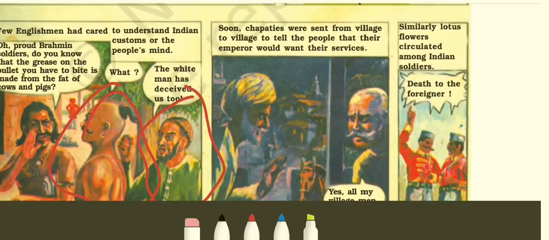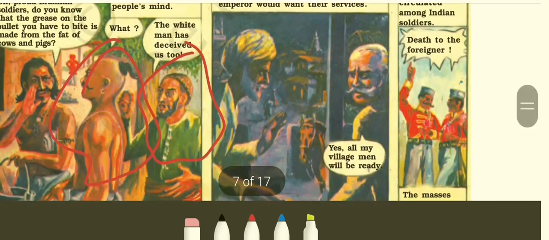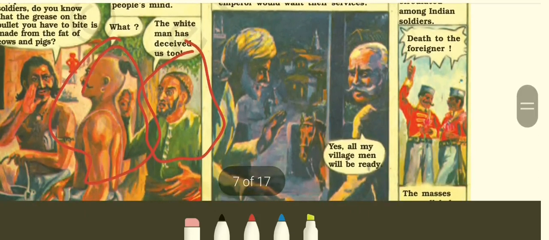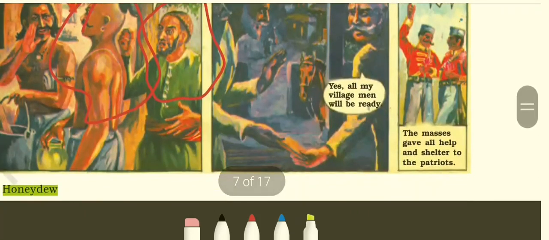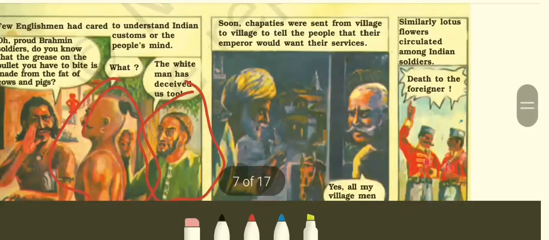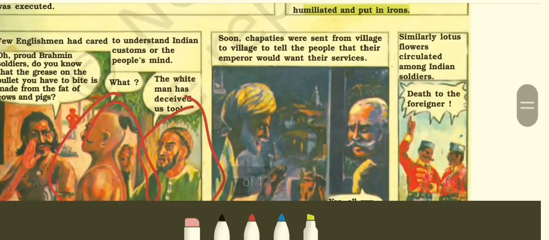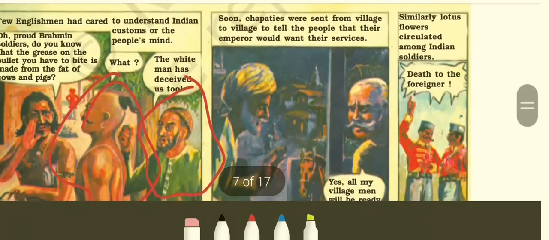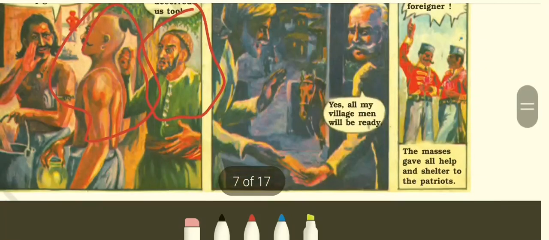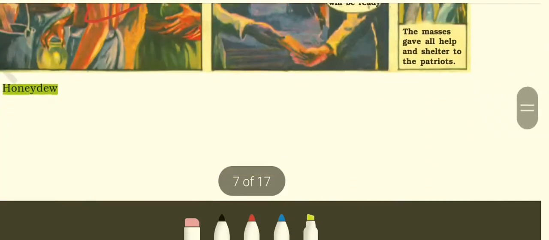So whenever chapatis were sent from one village to another village, the message was clear. The king was asking them to be ready for help. So he says, yes, all my village men will be ready. Similarly, lotus flowers circulated among Indian soldiers. So they say, death to the foreigner. The masses gave all help and shelter to the patriots. So people were coming together to fight.